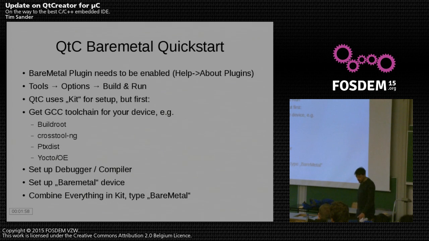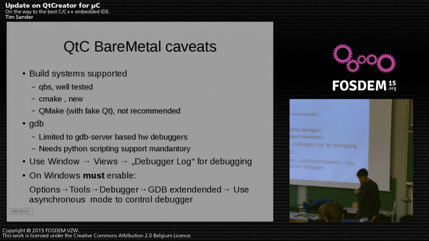After you have your toolchain set up, you set up your debugger, and then set up a bare metal device. I'll just show that later on in the hands-on session. And then you combine everything in one kit of the type bare metal, and then you're ready to go. So that's basically all you have to do to have Qtcreator set up and running for bare metal development. So it's pretty quick by now, and it's, I think, pretty comfortable. So it's still experimental for a reason.